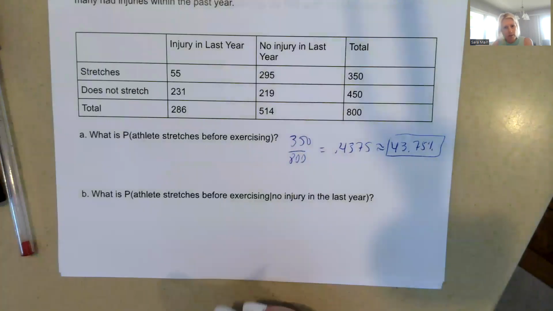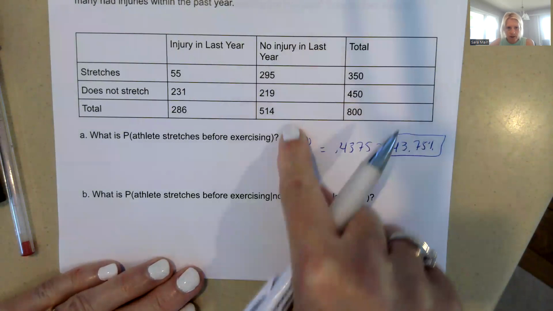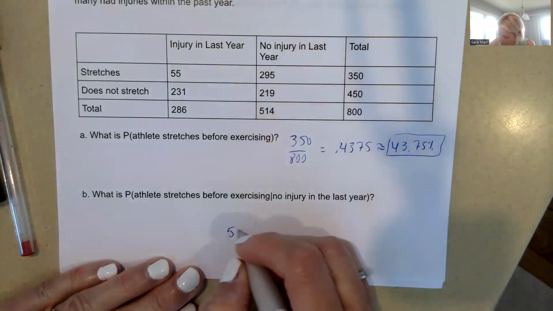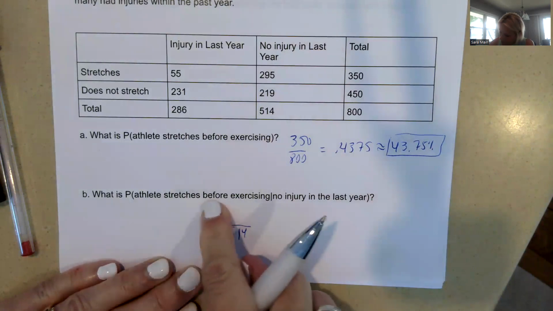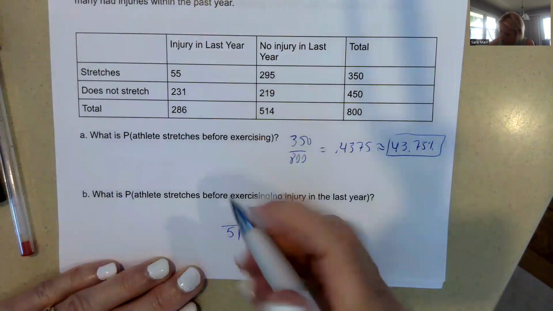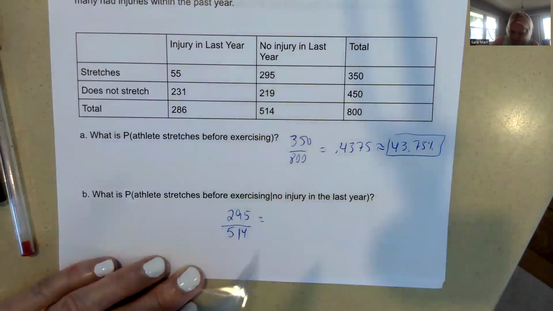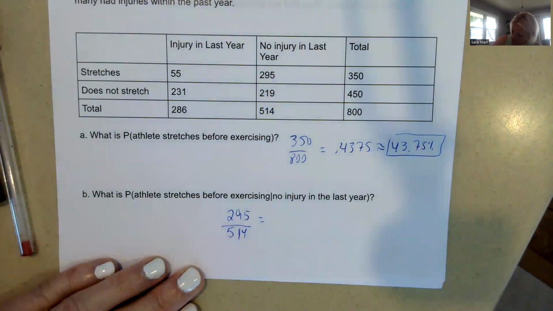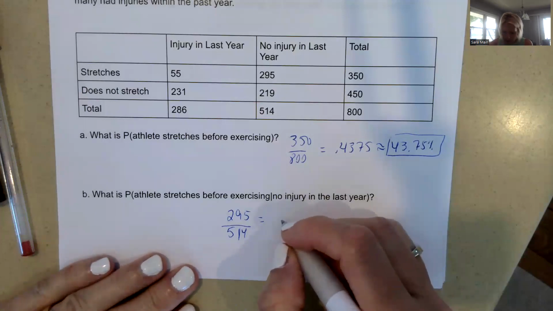Because we have it on the table, we can just go straight to those that have no injury in the last year. So of the 514, what is the probability that the athlete stretches? So of those 514, 295 of them stretch. So the table definitely helps with the contingency probabilities.